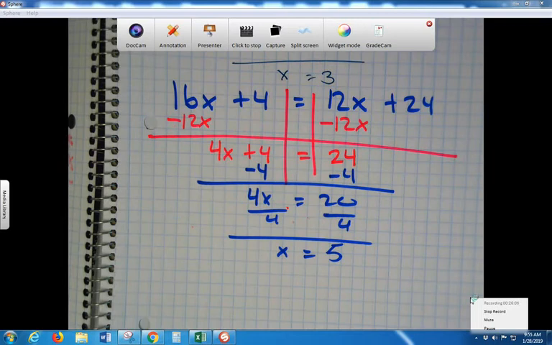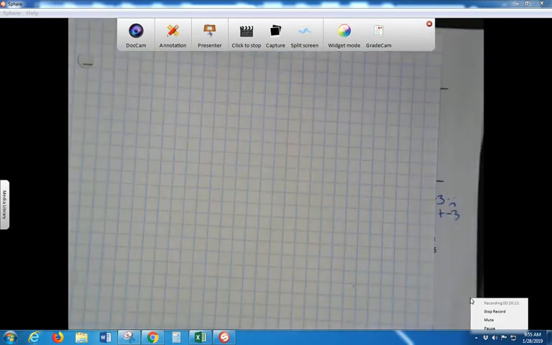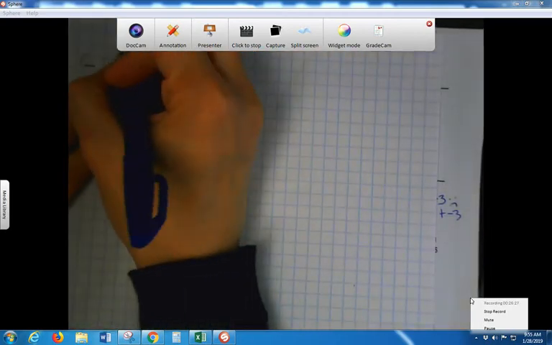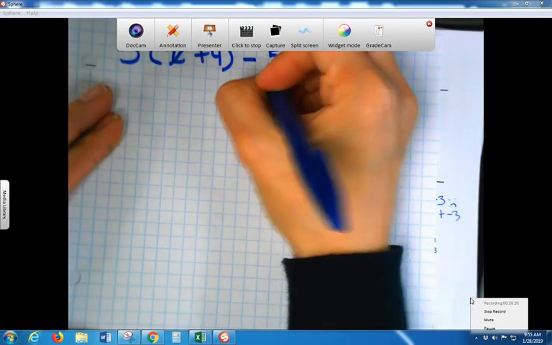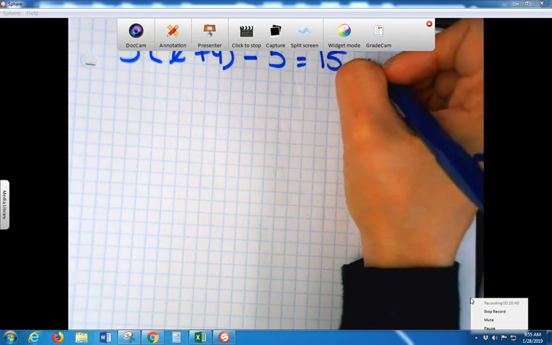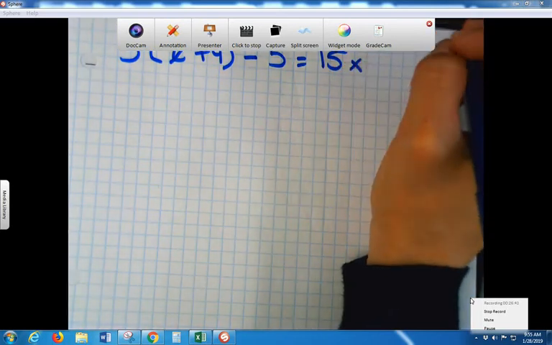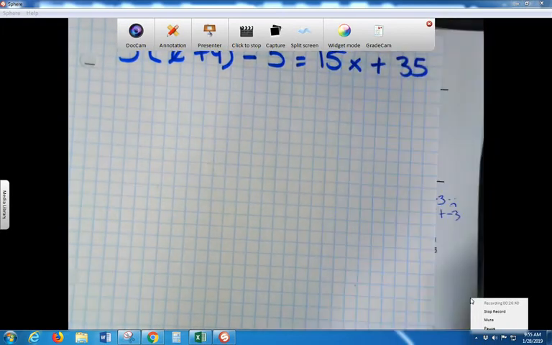Ready for a hard one? Sure. Love it. Let's see. All right, let's see how we can do with this one. Five parentheses x plus 4, minus 5 is equal to 15x plus 35.